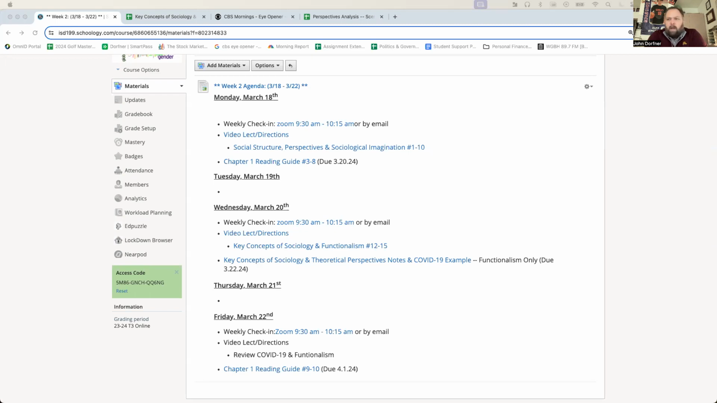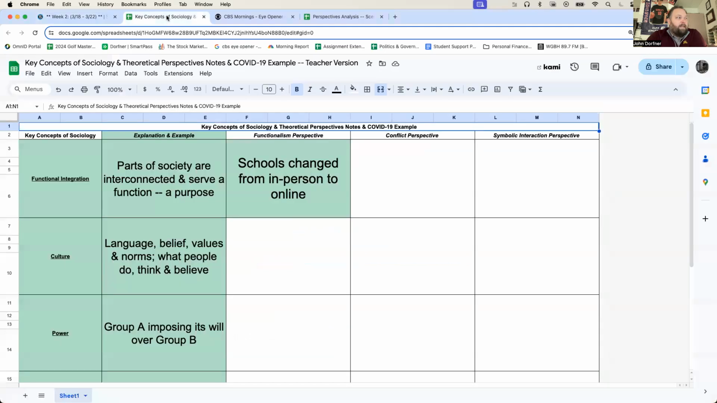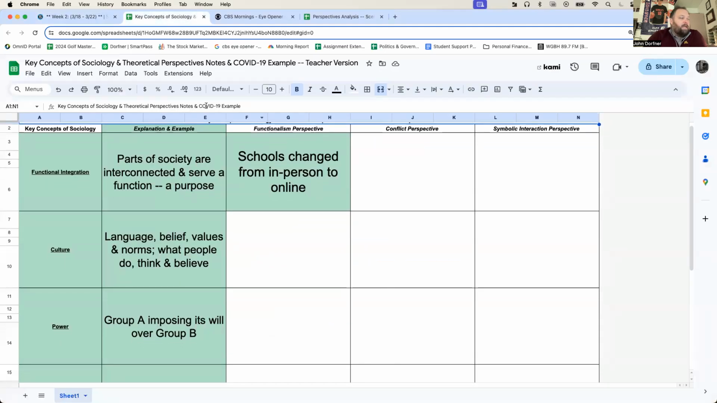Today, we continue our conversation regarding functionalism. Again, it's kind of an introduction into how sociologists analyze societal change. When we're done going through that, we're going to start prepping for when we return from spring break. We're going to talk about conflict theory, which is just another way that sociologists would analyze societal change.